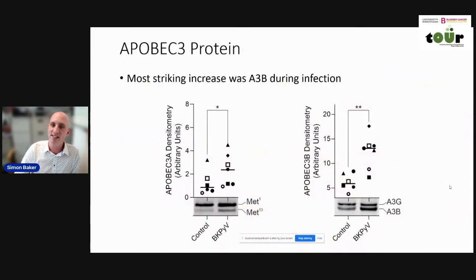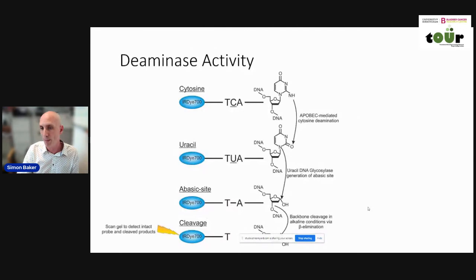When we looked in detail, we can see specific inductions of both Apobec3A. There are two products of the Apobec3A gene because there's an internal start site. And we also saw a stronger induction of Apobec3B. It's the lower band here. The upper band is 3G. So these Apobecs are a product of gene duplication, and they're very similar.